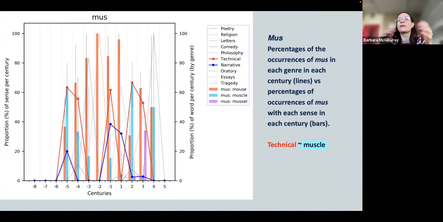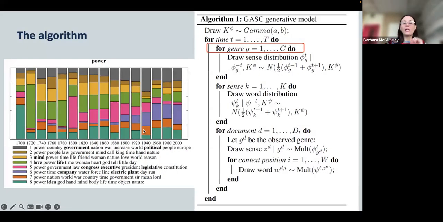So here we take the example of the word mus, which in ancient Greek can mean mouse, as in the animal, or it can mean muscle, as in the anatomical part, or it can mean mussel, as in the shellfish. And depending on whether we have narrative texts or more technical treatises and so on, we see the distribution of these different senses or meanings of the word being different. And that is to some extent independent of the kind of shift over time. So our light bulb moment was, oh, well, we really need to consider genre in our model. And so what we did was we started from a model that had been proposed before.